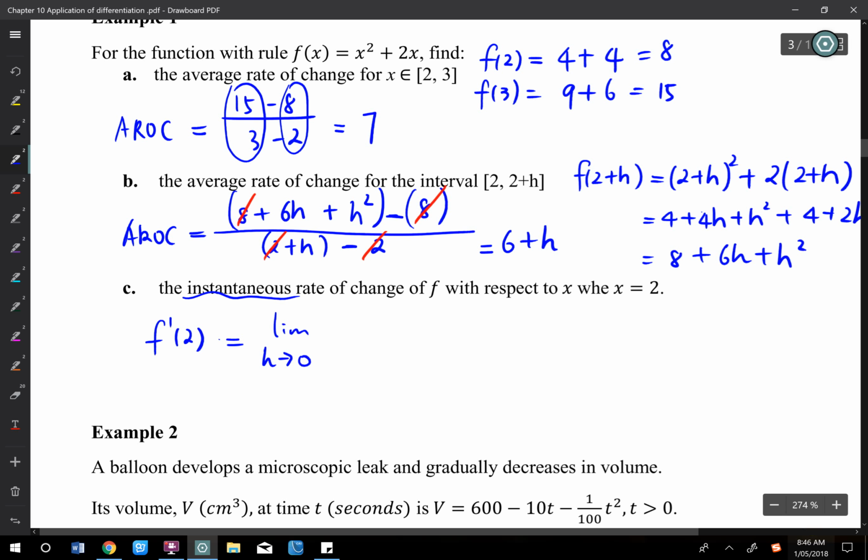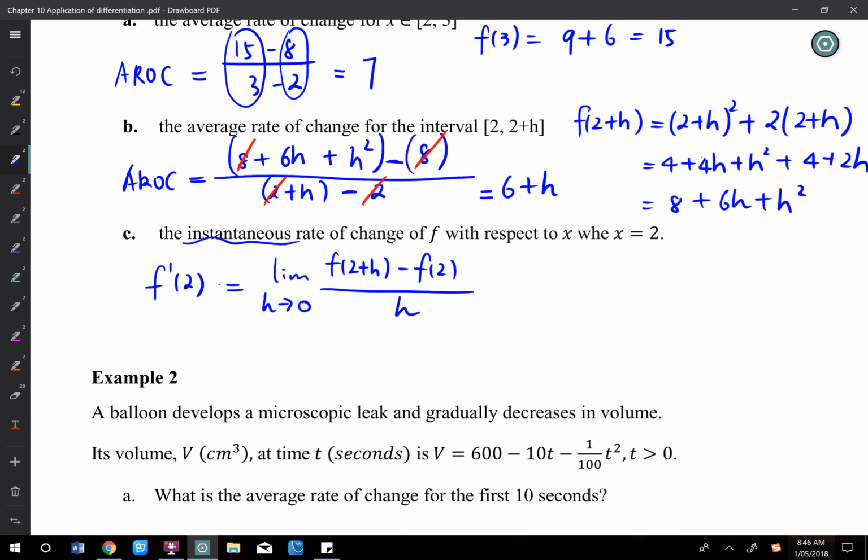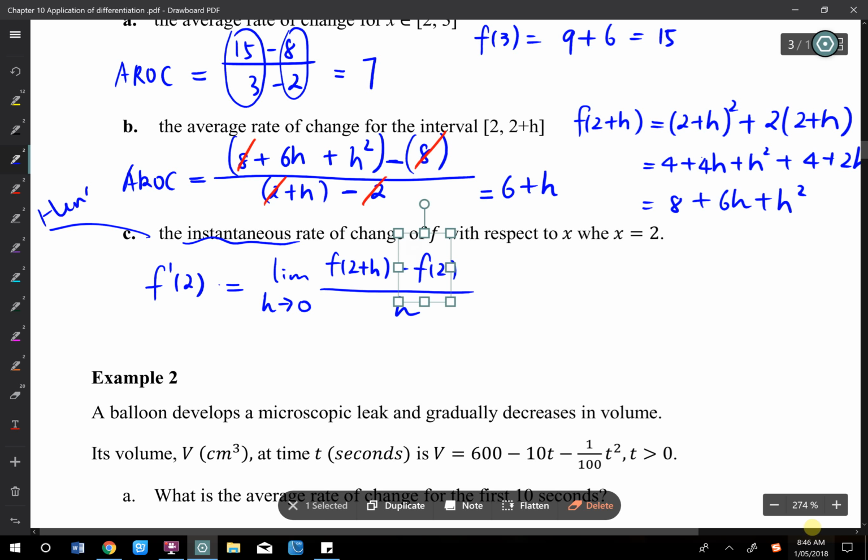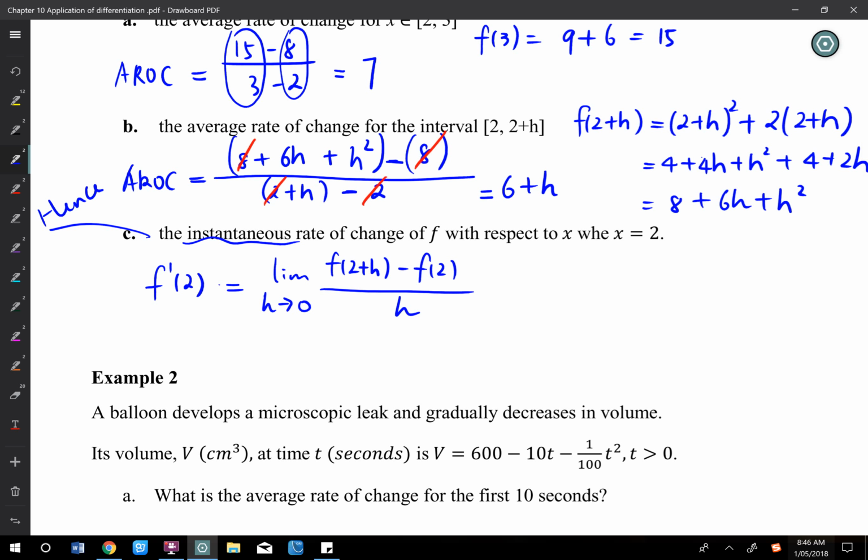So if I can make lim h approaching 0, revise on first principle, that will give me the derivative at x equals 2. Well, if there's a hence, you must use this method, because you must use something from the previous part. But like if it just says, find the instantaneous rate of change at x equals 2, what you can do is just find the derivative and sub x equals 2. So you can do both ways in this question. But if I add the word hence, you must use my method now.